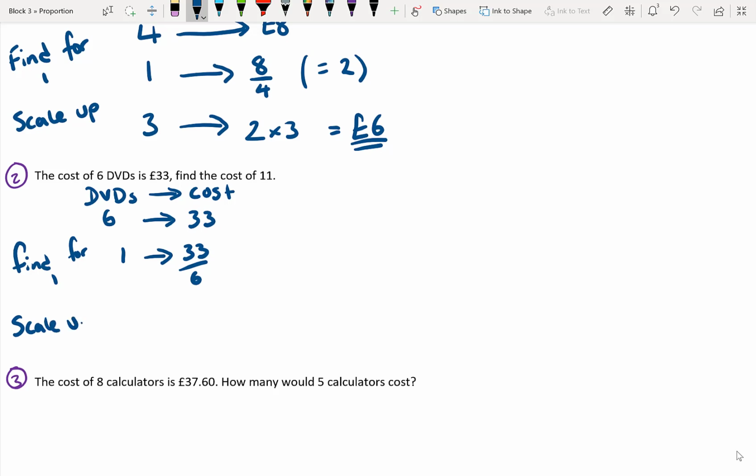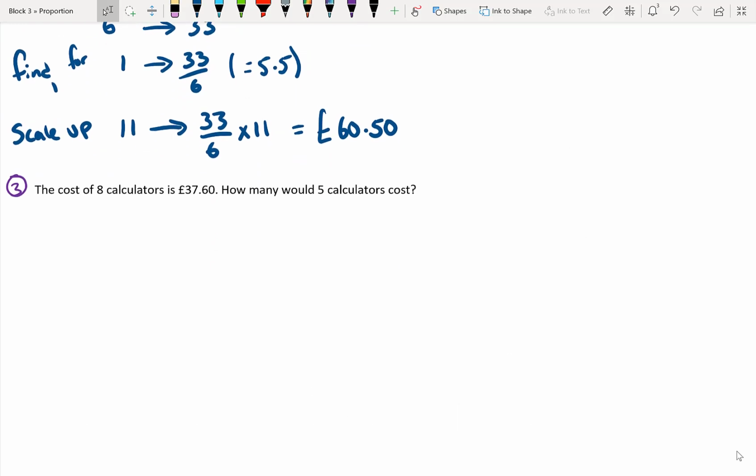After that, we're going to scale it up. I actually want to have 11 of them, so 11 of them is going to be the cost of 1 times 11. Depending on your calculator or how comfortable you feel with fractions, you might leave it as 33 over 6, or you might change it at this point to 5.5, but you don't have to. You can keep it here, and in one line type in 33 divided by 6 times 11, and write down your answer, £60 and 50 pence. Remember, your calculator will not give you that 0 at the end, you need to put that in.